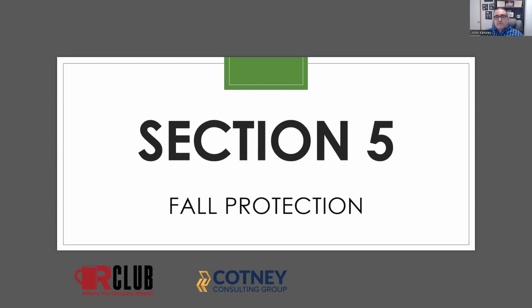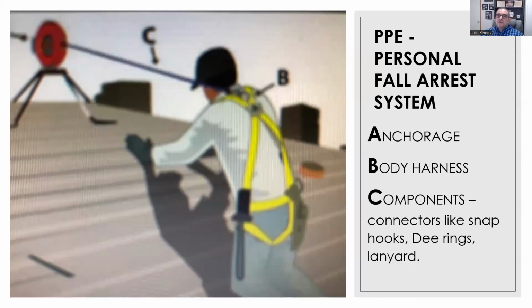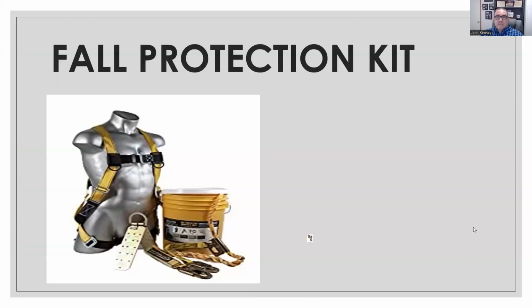So let's talk about the fall protection part. The personal fall arrest system is the ABCs of that. You have anchorage, you have a body harness, and you have components. Components consist of connectors like snap hooks, D-rings, and lanyards. This is a typical photo of a typical fall protection kit. You can buy these kits that come with everything that you need to accomplish your fall protection.